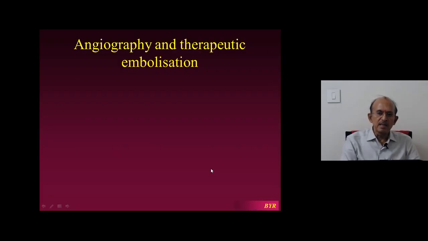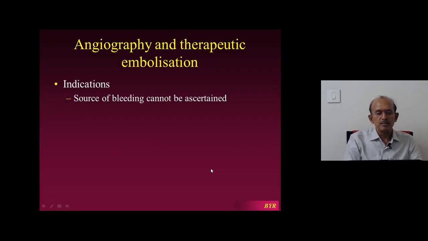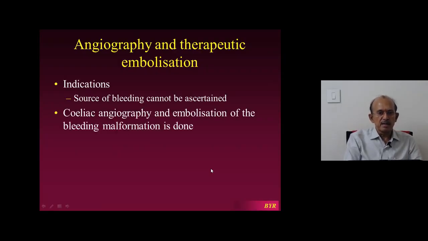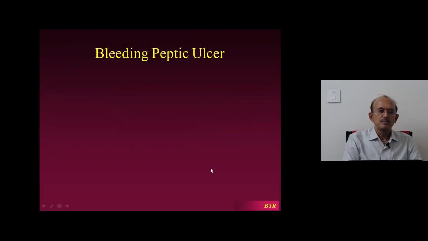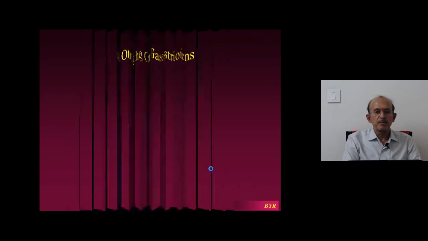So in such cases, you do celiac angiography. Source of bleeding cannot be ascertained, so that is the indication. Do celiac angiography. You see the bleeding point there or ectatic vessel and do therapeutic embolization. The mortality for bleeding peptic ulcer will be around 6 to 7%, but it will be more in elderly persons.